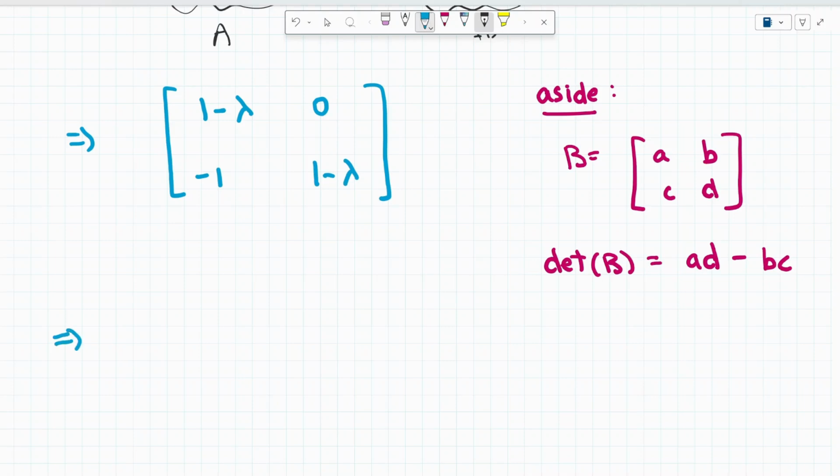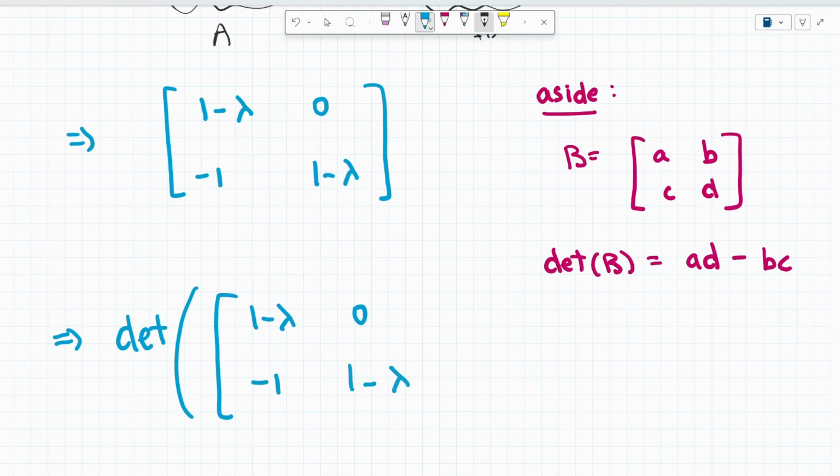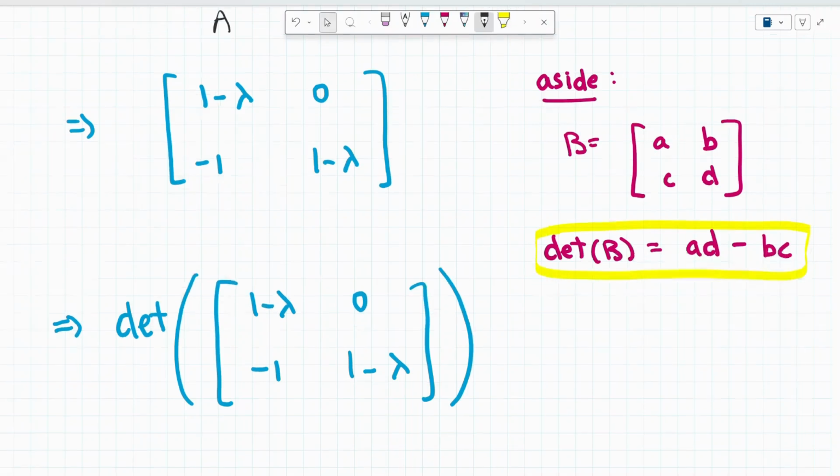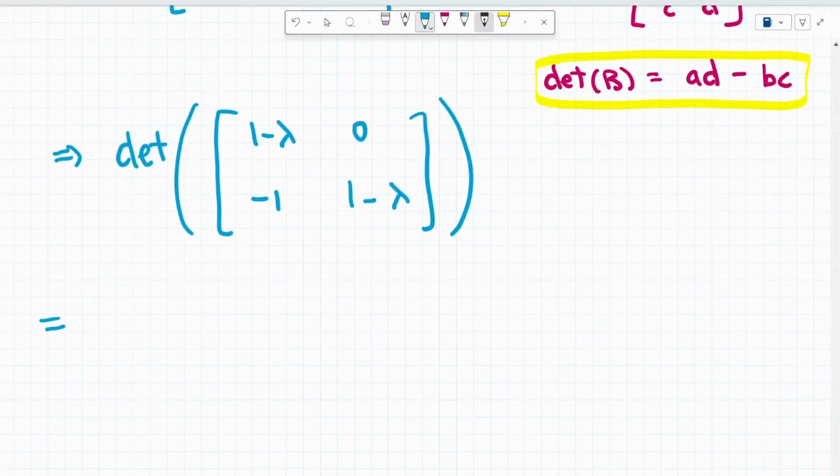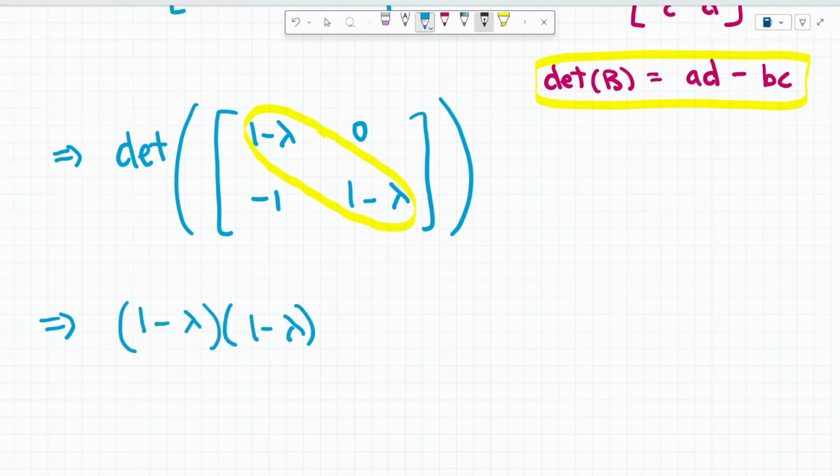Another notation for determinant is absolute value signs. So we can put absolute value signs around this, or we can just write det of this matrix here, which is 1 minus lambda, 0, -1, and 1 minus lambda. Now that we have our handy equation over here, finding the determinant is quite simple. We take our diagonal: 1 minus lambda multiplied by 1 minus lambda. So that's our ad terms. And then we subtract the other product of the diagonal, which gives us 0 times -1.